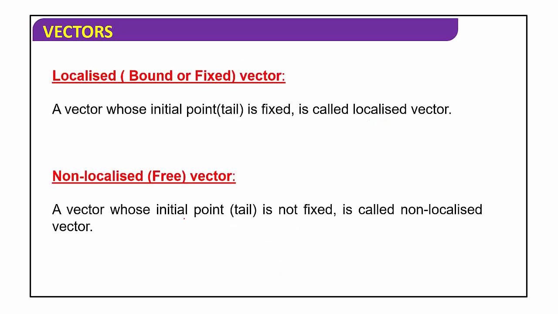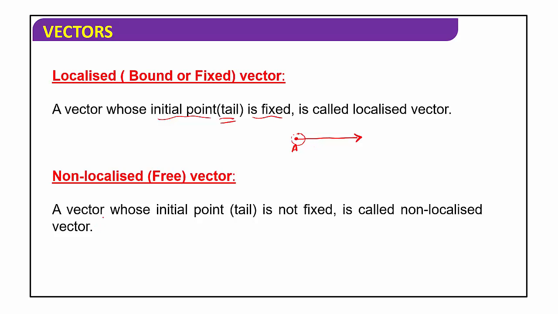The next one, localized vector or bounded vector or fixed vector. A vector whose initial point, or tail, is fixed. If the initial point is fixed at a certain position, then we can call it a localized vector. If that vector is starting from the point A and moving like this, then this initial point or this tail should be fixed at a certain position. Then we can call it a localized vector or bounded vector or fixed vector.